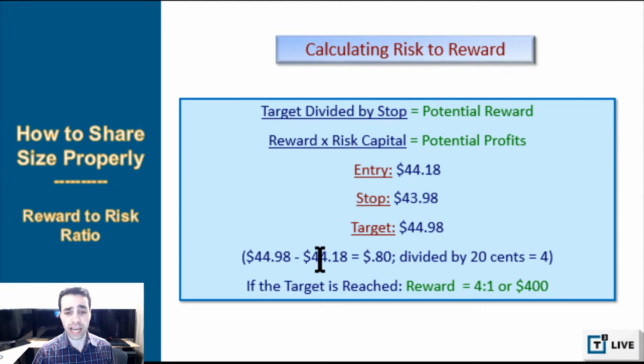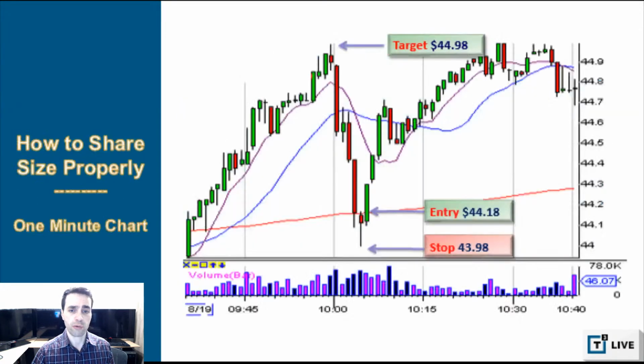So 44.98 minus 44.18 gives us 80 cents. Divided by 20 cents, which is the risk, gives us 4-1. So if the target is reached, you should make 4 times your risk. If you risk $100, you should make, on paper at least, $400. So that would have been a trade with a 4-1 reward to risk. Okay?